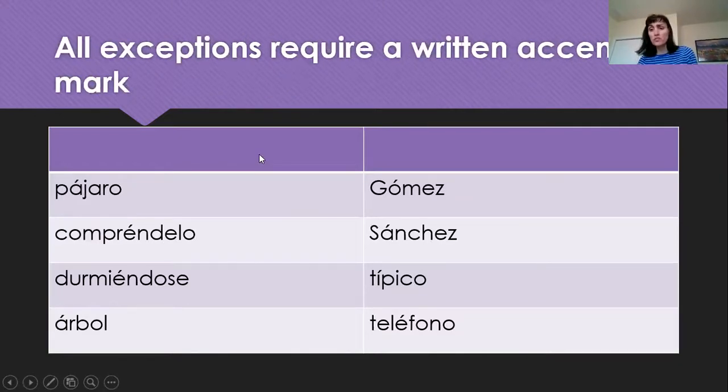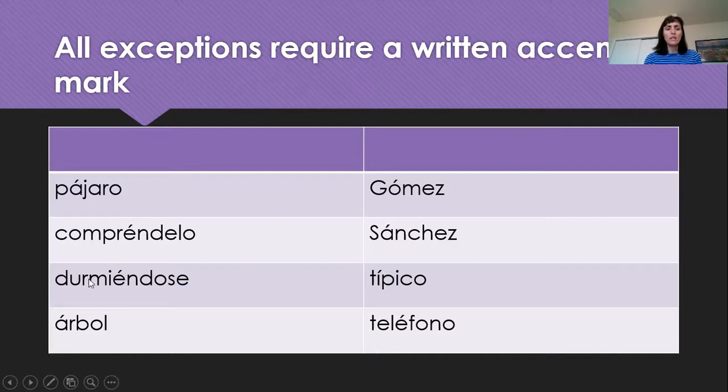Any exceptions to those 2 rules require a written accent mark. So anytime you see an accent mark over a vowel, that's the sound that you want to emphasize. Up here, you do not want to say pájaro. You do not want to say pájaro. You want to say pájaro. You're emphasizing that first syllable, pájaro.